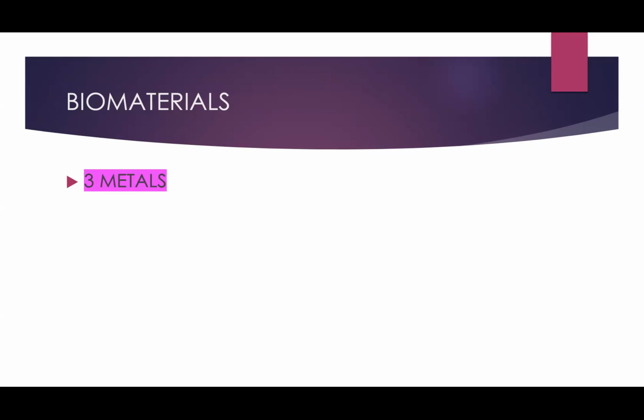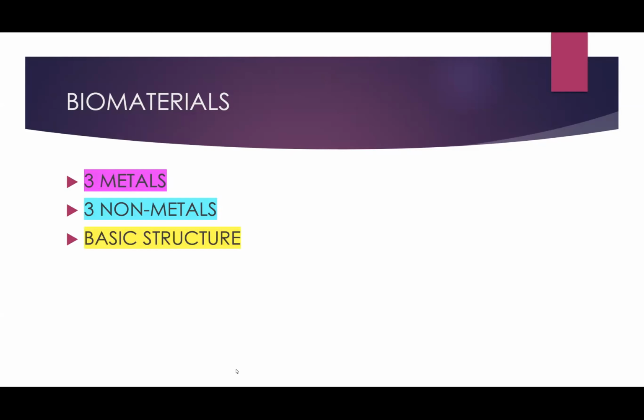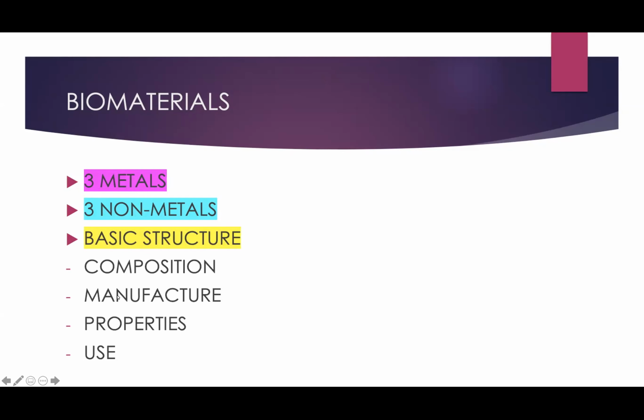So in terms of biomaterials, this can be as simple or as complex as you want to make it. And I'm going to make it simple because I'm a simple guy. So I break it up into 3 metals, titanium, cobalt chrome, and stainless steel, and 3 non-metals, ceramic, polyethylene, and cement, okay? And for each of those, you need to know about the basic structure, and you break that up into 4 categories: composition, manufacture, properties, and use.